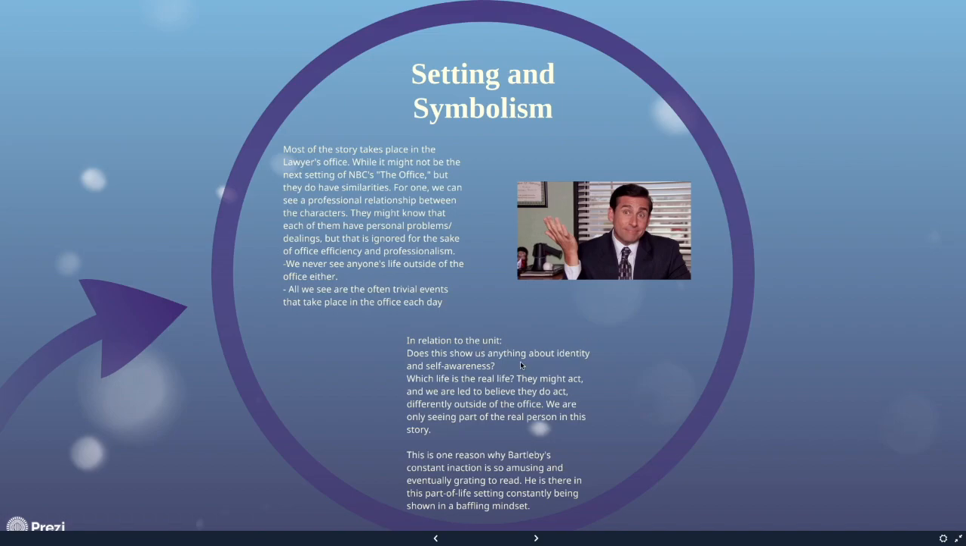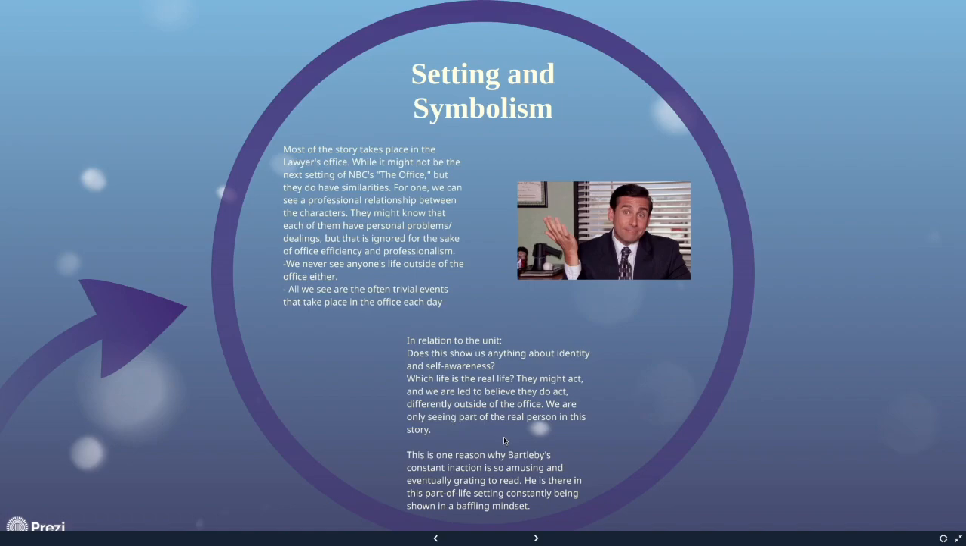In relation to the unit, does this show us anything about identity and self-awareness? Which life is the real life? You spend a lot of your day, each day, at school or at work. Is that who you are? Or if you act completely differently in both settings, is the real you the one at home, or is the real you the one at school or work? So this is something to think about before our discussion. Which life is the real life? They might act, and we are led to believe they do act, differently outside of the office. We are only seeing part of the real person in the story.